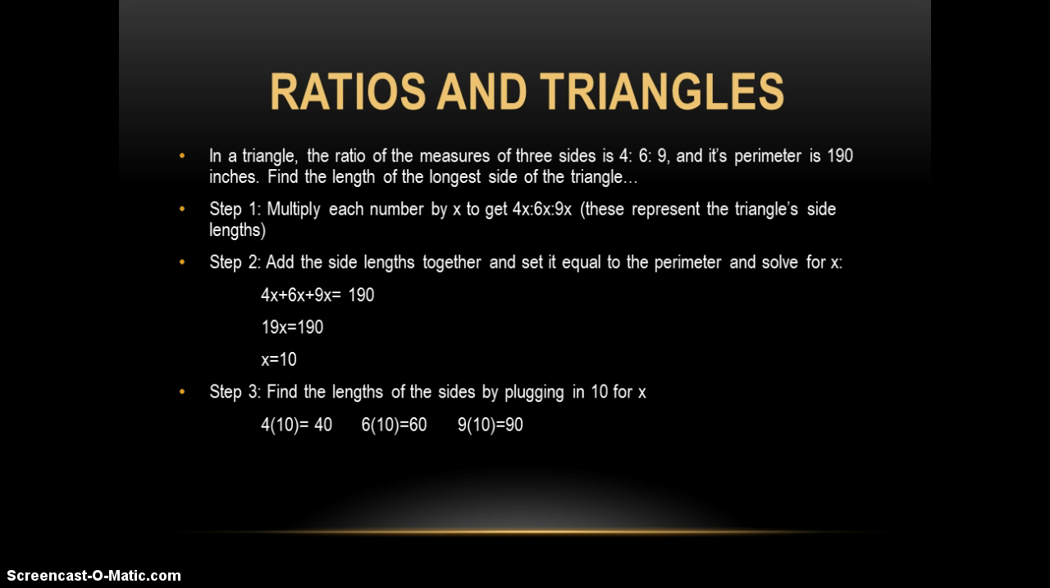And then for step 3, we find the lengths of the sides by plugging in 10 for x. So we have 4 times 10 is 40, 6 times 10 is 60, and 9 times 10 is 90. And then step 4, we just check. So 40 plus 60 plus 90 equals 190.